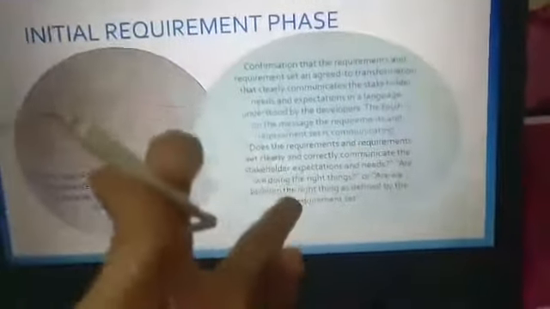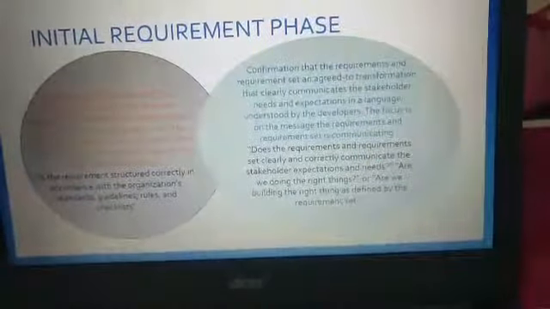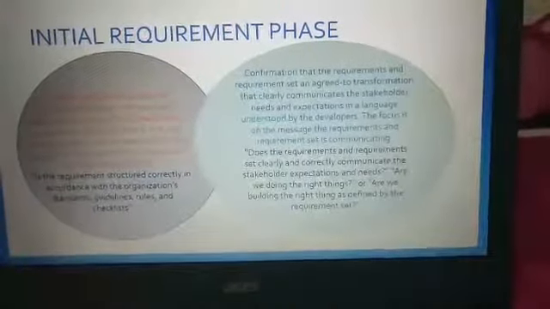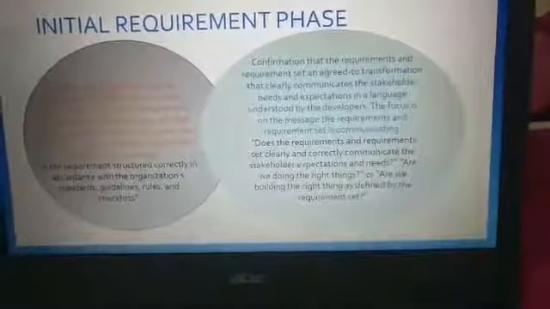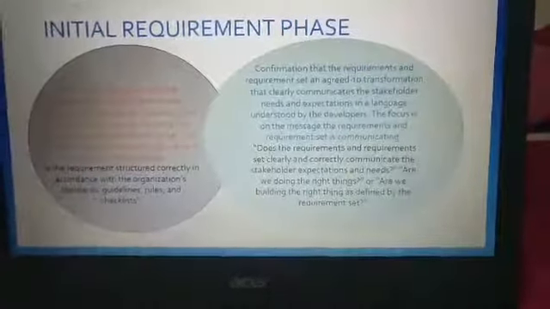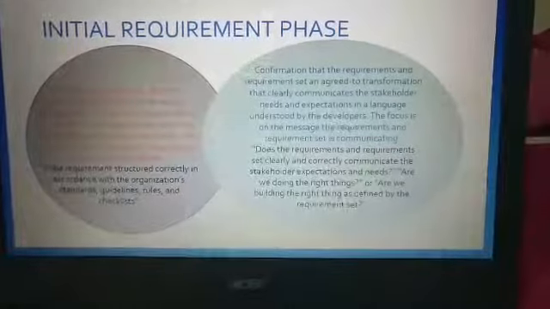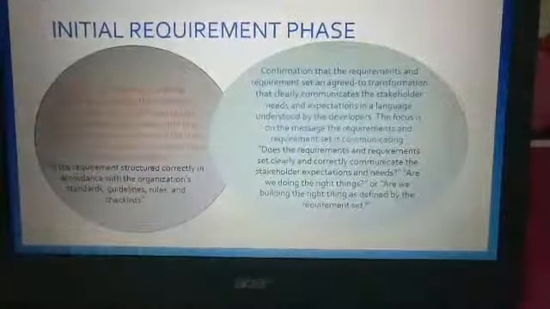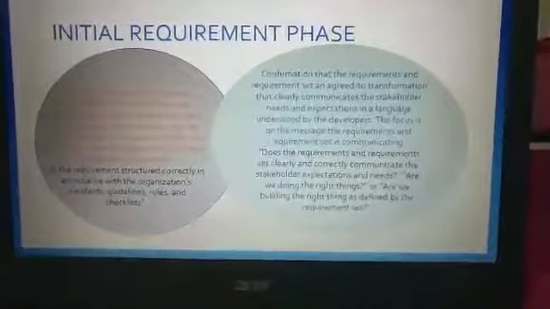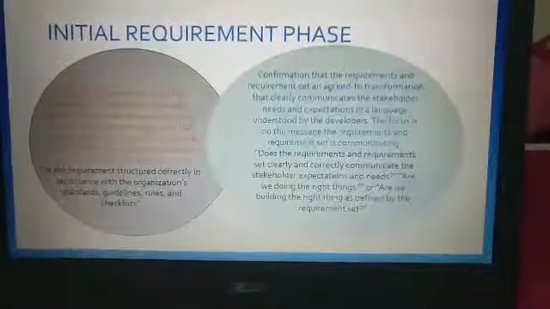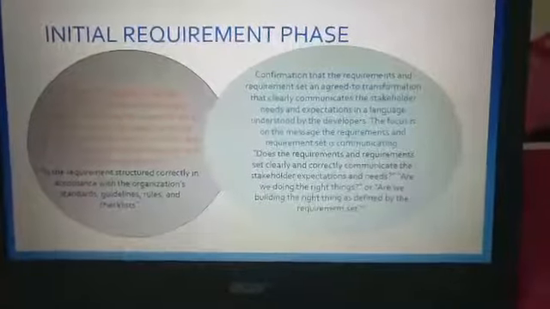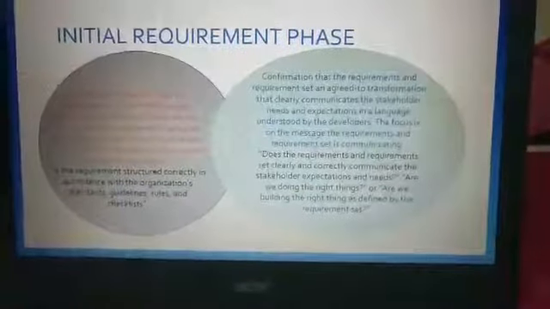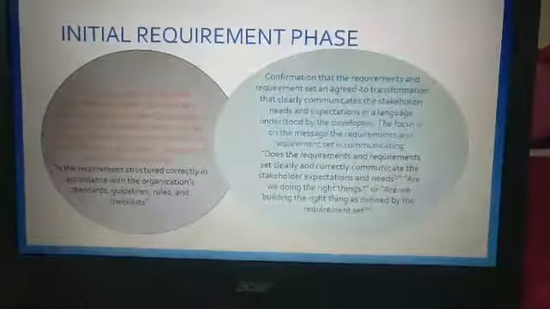And for the verification phase, confirmation that the requirement set agrees to a transformation that clearly communicates the stakeholder needs and expectations in language understood by the developers. The focus is on the message that the requirement set is communicating. Like, do the requirement and the requirement set clearly and correctly communicate the stakeholder expectations and needs? Are we doing the right things? Or are we building the right thing as defined by the requirement set?